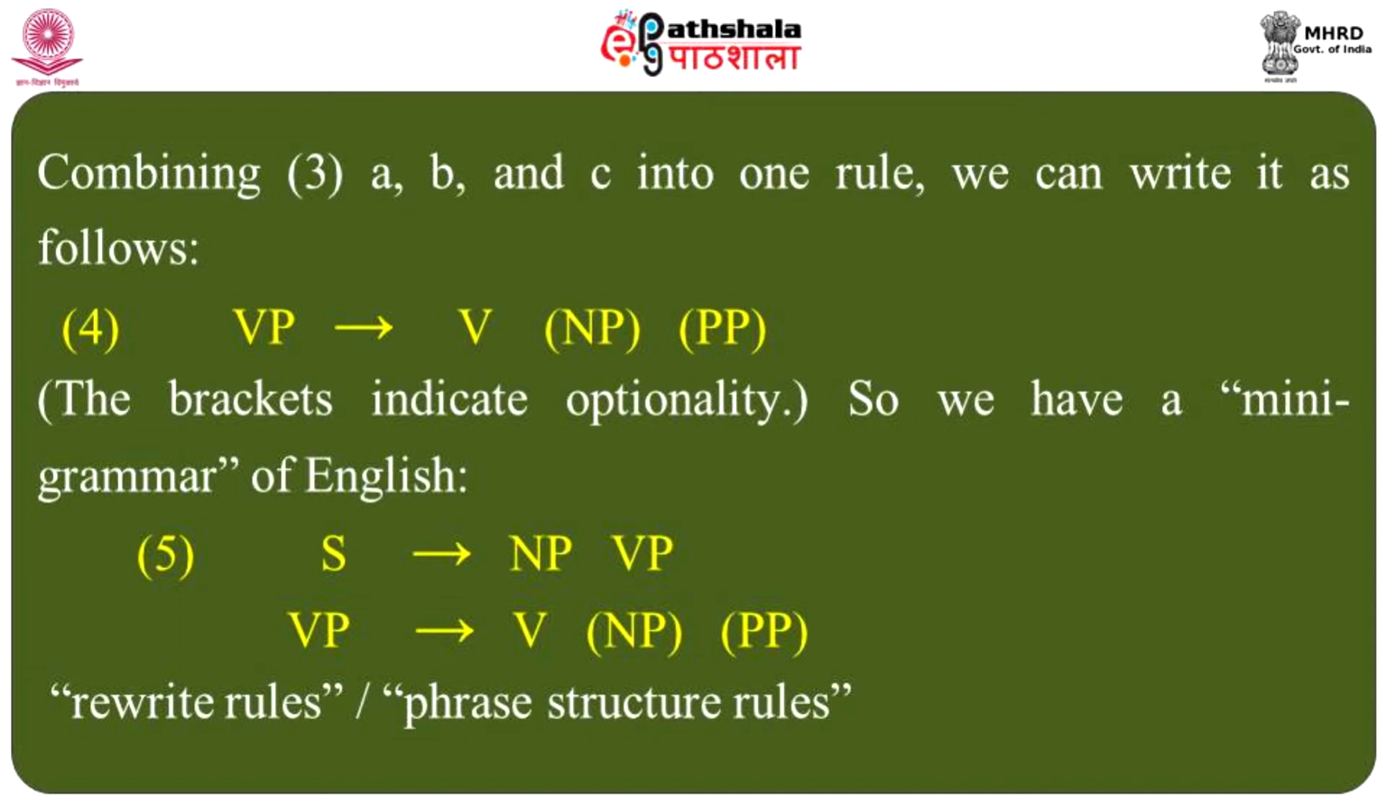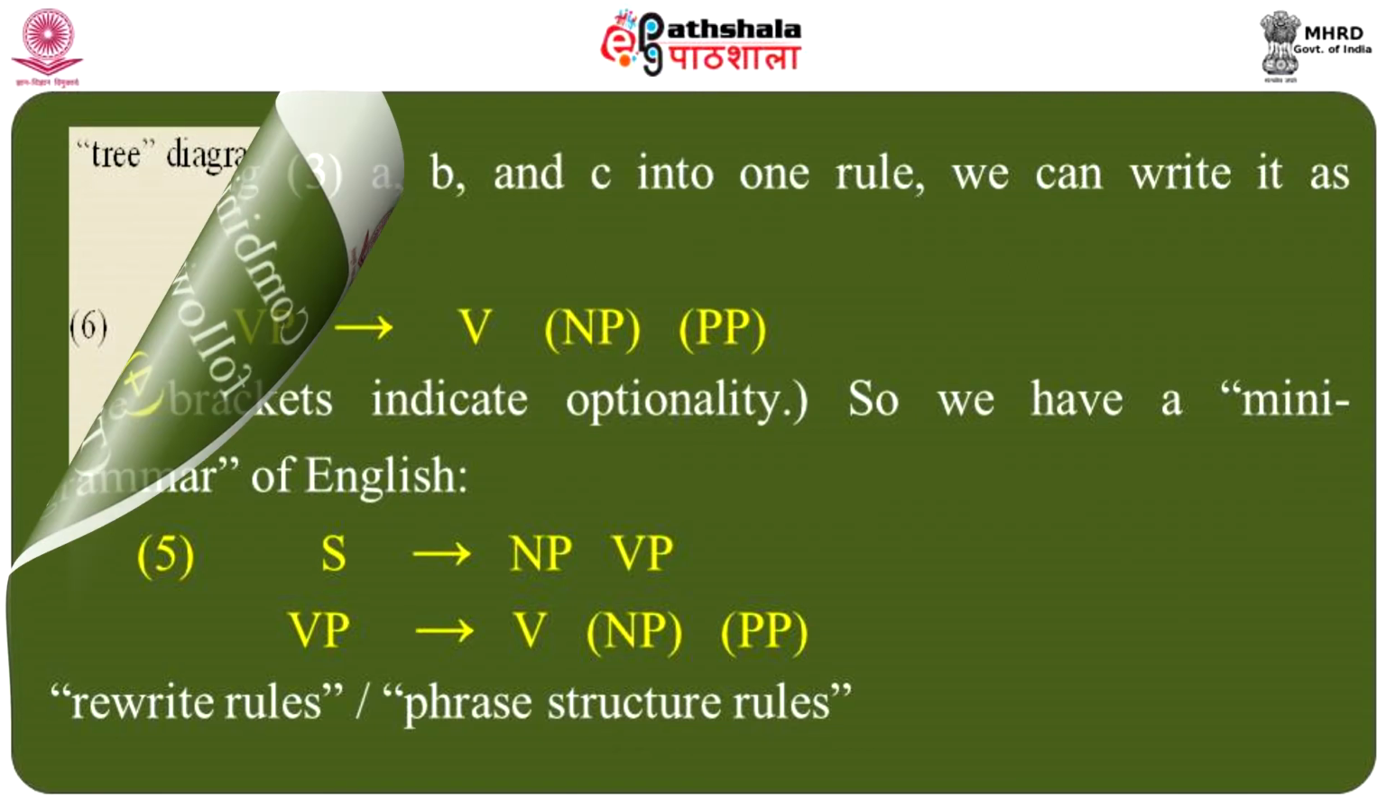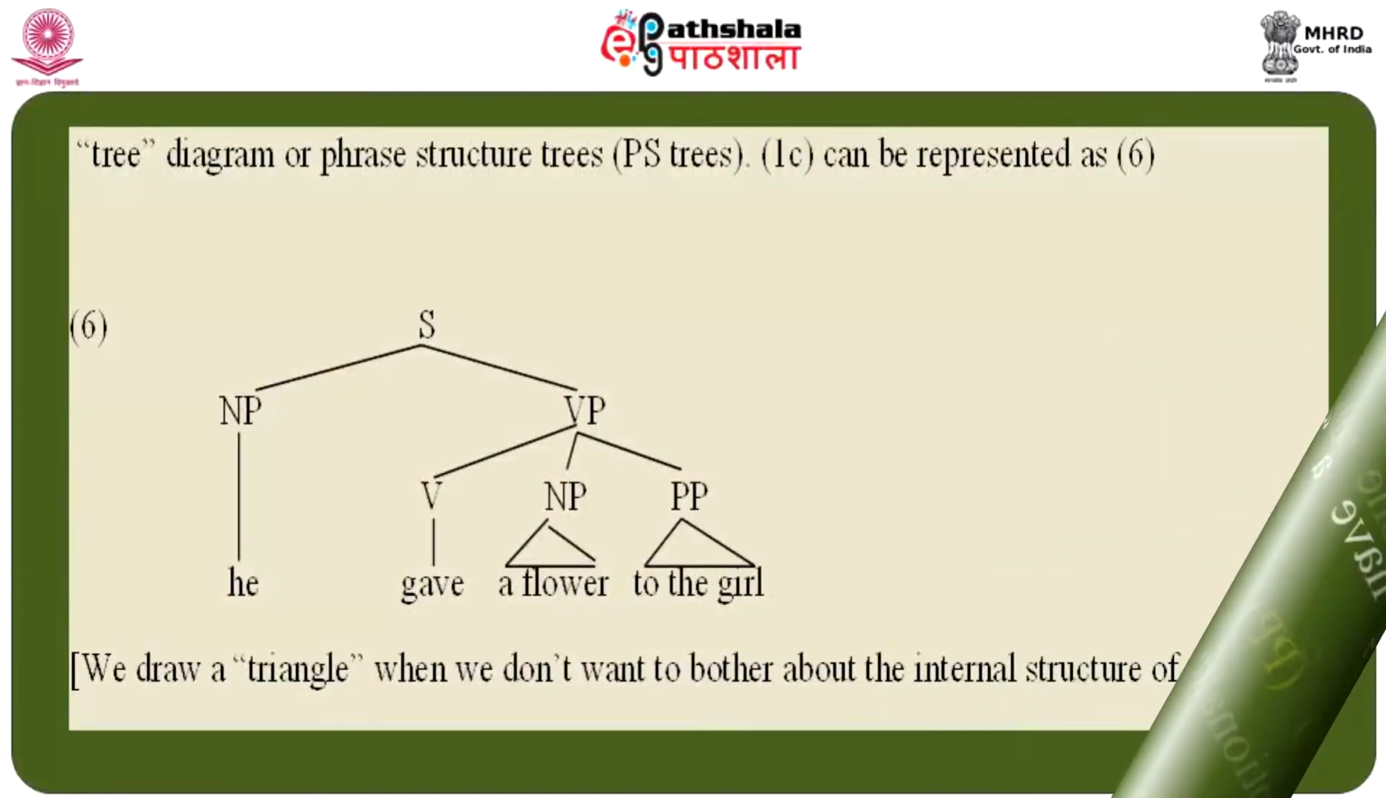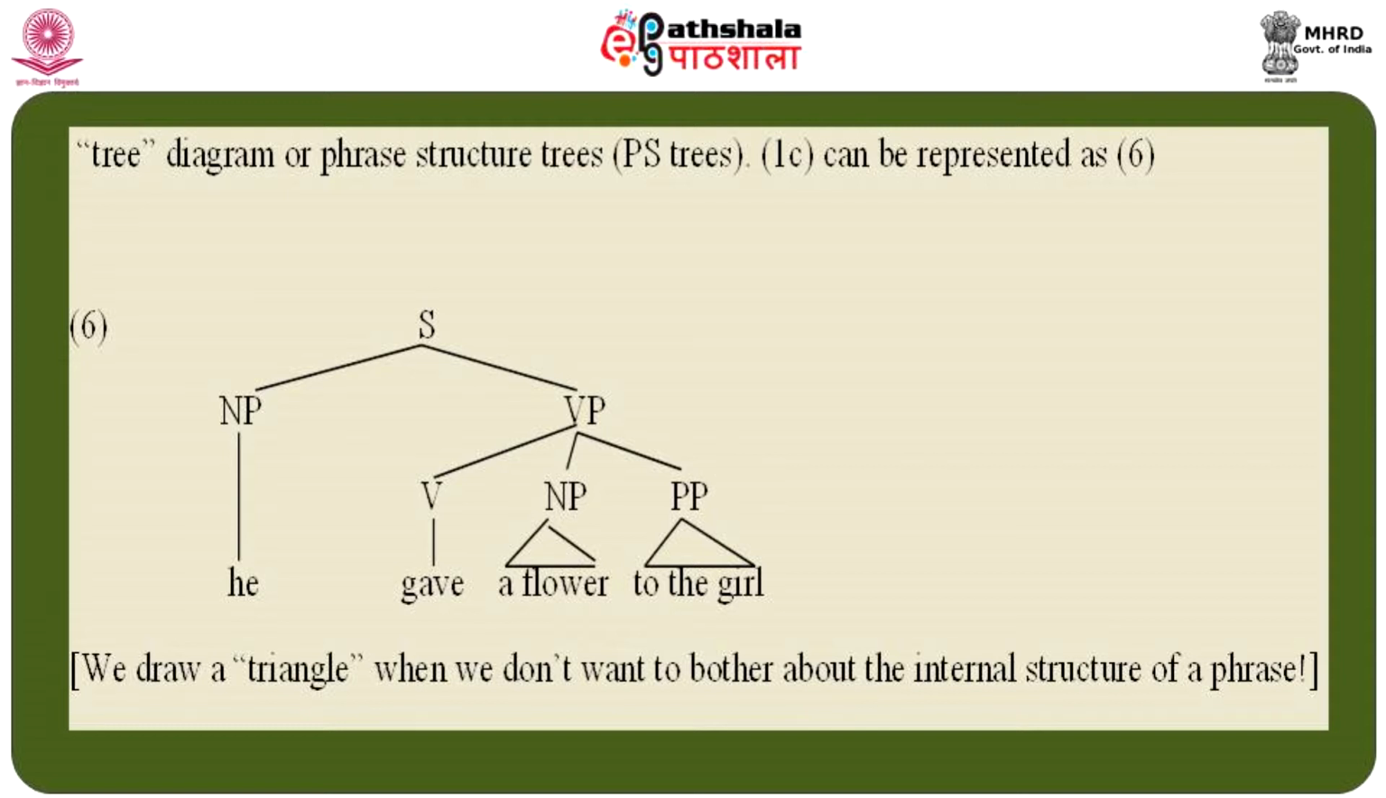Thus, 5a says, a sentence is a noun phrase and a verb phrase. These rules are also called phrase structure rules, since their purpose is to make explicit the internal structure of phrases. We can represent the structure of a sentence also by drawing a tree diagram. Such diagrams are called phrase structure trees. Thus, the sentence he gave a flower to the girl can be represented as in 6 on the screen.